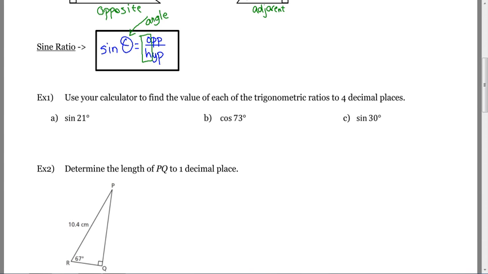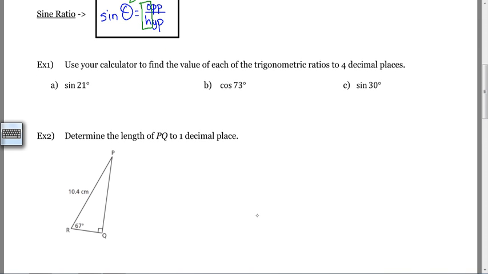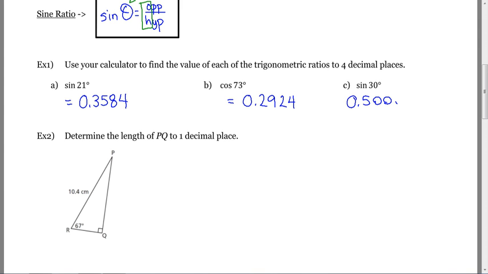Use your calculator to find the value of each of the trigonometric ratios to 4 decimal places. What you do is just type in sine 21 directly into your calculator. Sine 21, enter. And again, make sure your calculator is in degrees. To 4 decimal places, this will equal 0.3584. Cos 73. Now let's try cos. That's the second one. That will equal 0.2924. I just want to show you the differences. Sine 30, again, to 4 decimal places is 0.5000.